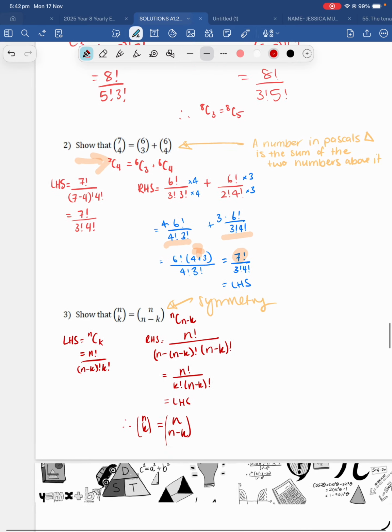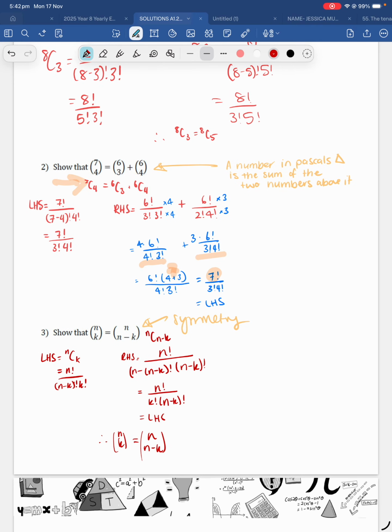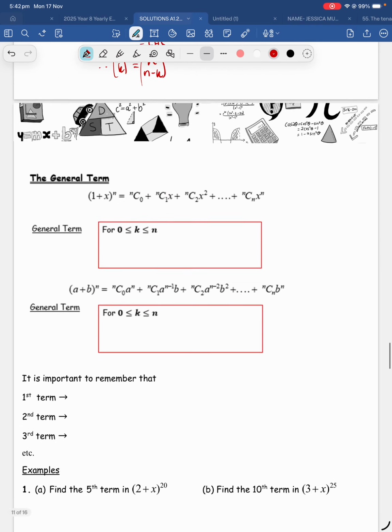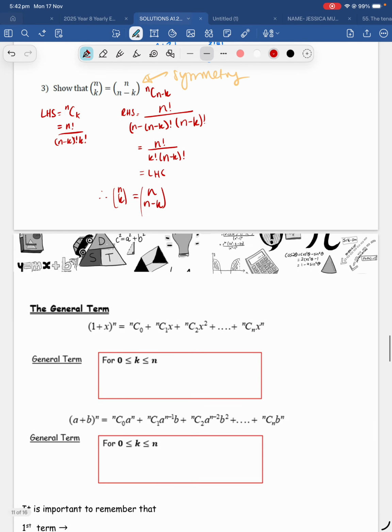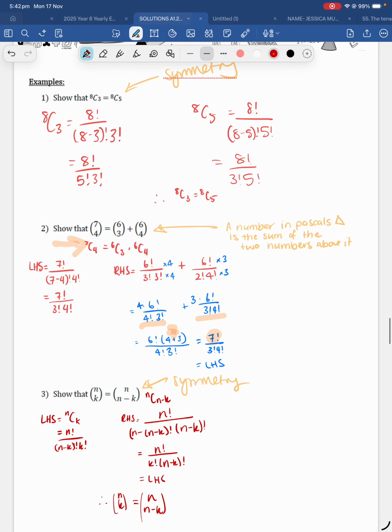But that was it today. It's just going over those proofs. Our next lesson is our final lesson, where we're just going to look at some more things to do with the coefficients, and then that finishes the topic.